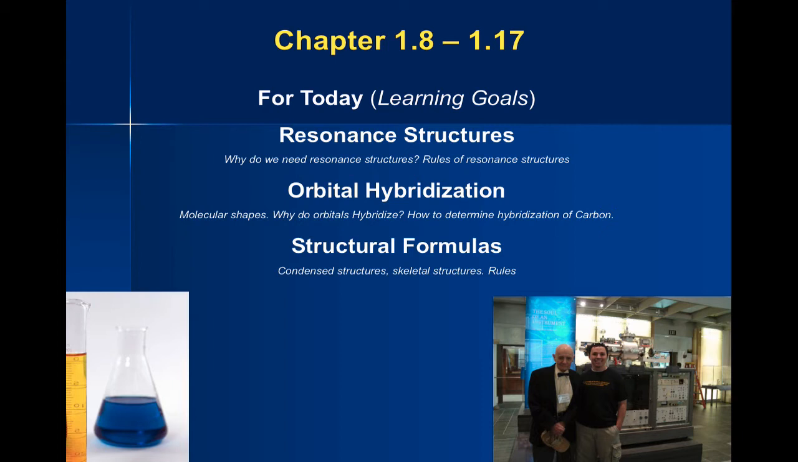And then we're going to talk about some structural formulas today. Condensed structures, skeletal structures, rules. There are certain things that organic chemists assume, and you need to know what those assumptions are. Okay? Organic chemists use shorthand when we are writing. We don't draw every atom out, nor do we draw every electron out. And you have to be able to know what our assumptions are in the language that we're using.